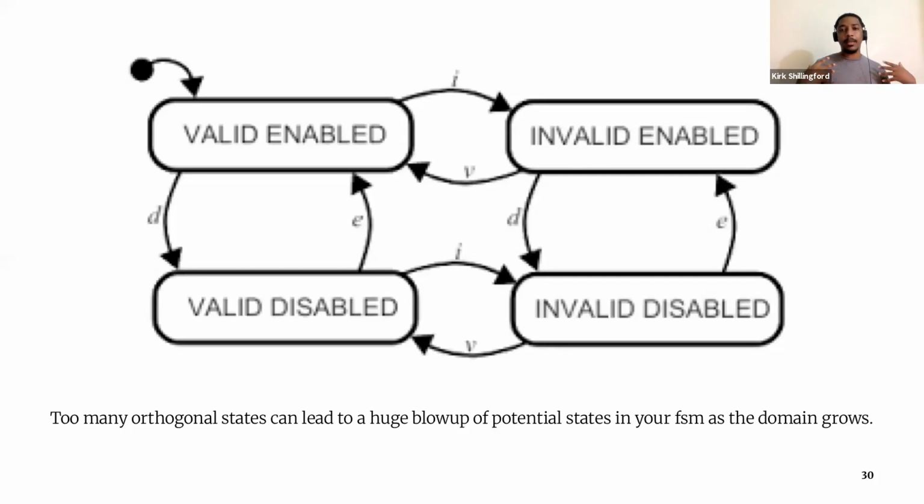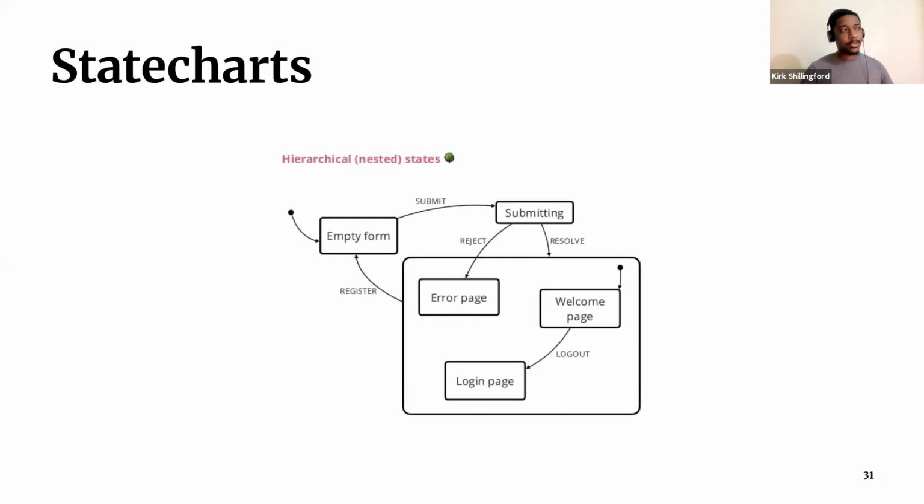So much so that when people originally conceived finite state machines, they realized this was a problem. Maybe we need an even better way to describe our applications, one that doesn't exponentially explode once things start getting more complex. And that is where we get to the humble state chart.